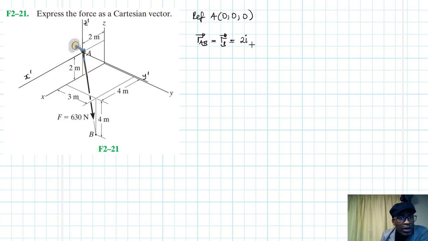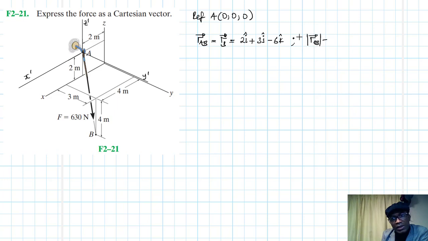and then in the y, it is a positive 3j. Then in the z, it's a 2 plus 4. Okay, this 2 plus 4, and this minus, since our reference is A, right? So minus 6k. Great. Okay, and what is the magnitude?